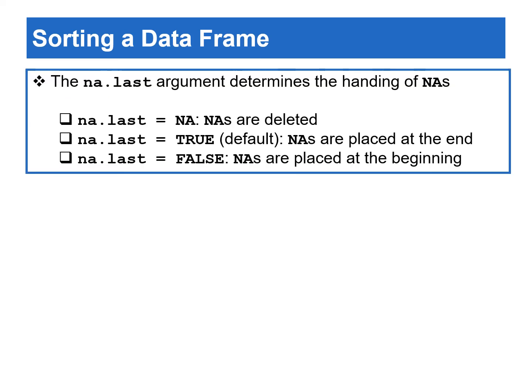By default, the order function places the missing values at the end. We can set the na.last argument to FALSE if we want to place the missing values at the beginning of the result. We can also remove all the missing values in the sorted result by specifying na.last as NA.